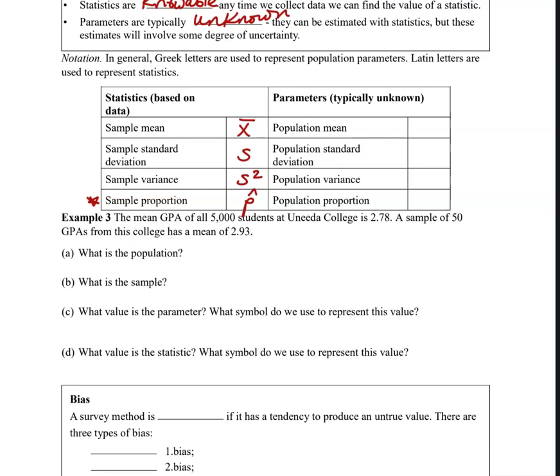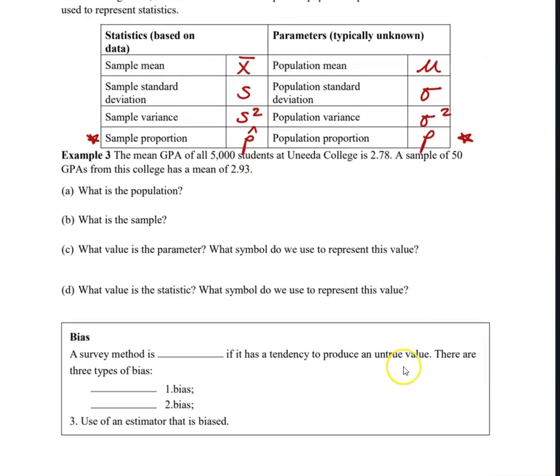Now, my population mean is going to be mu. My population standard deviation is going to be sigma. My population variance is sigma squared. And then my population proportion, so this is the new one, is just going to be P. So what percentage of my population, say, has red hair? Or what percentage of my population is going to support a certain ballot measure? That is going to be P. And we're going to talk a lot about that in the next couple of chapters.